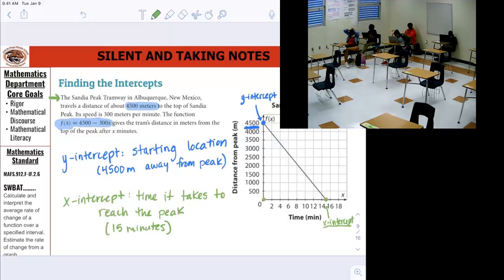So notice how not only do we have to be able to identify the number, the value of the x and the y-intercept, but they always tell you something about the graph, something about the situation. So those are very important numbers. Do I have any questions on how I interpreted what they mean? So that's what we're doing. We're interpreting the x-intercept and we're interpreting the y-intercept.